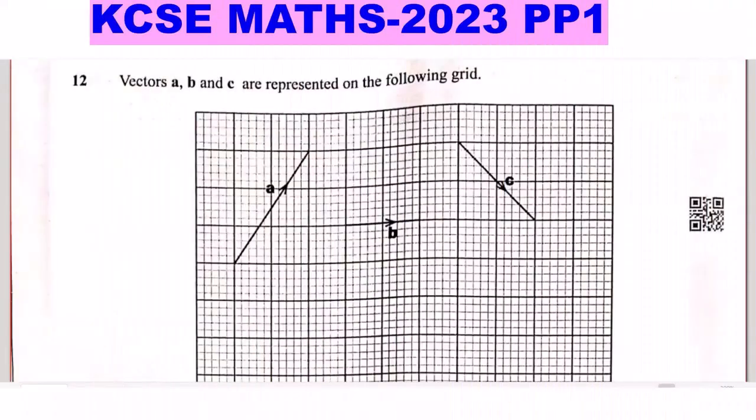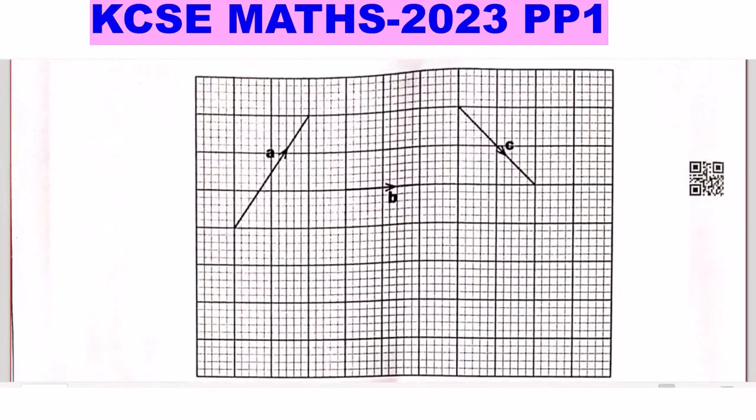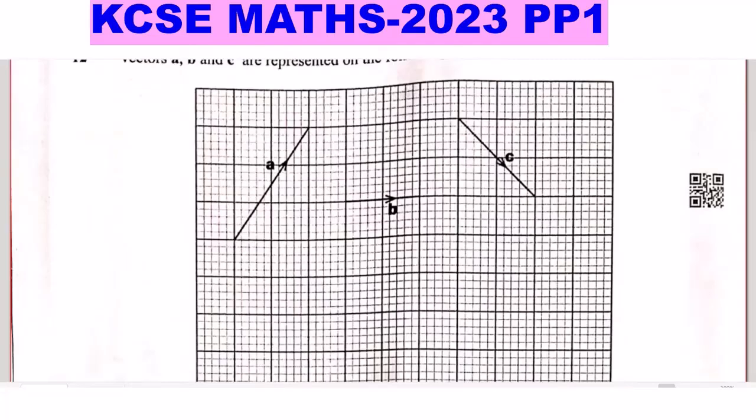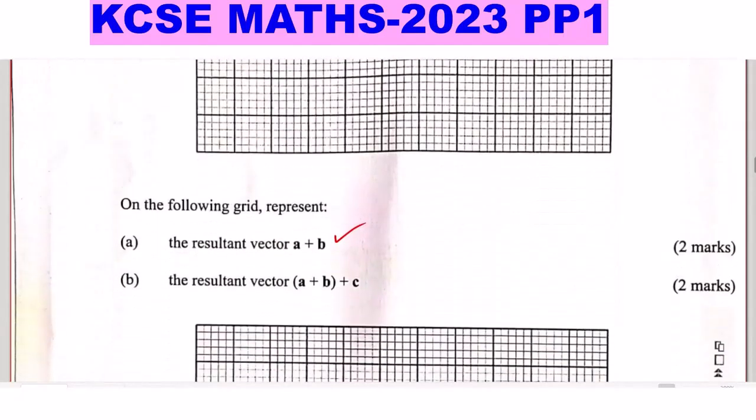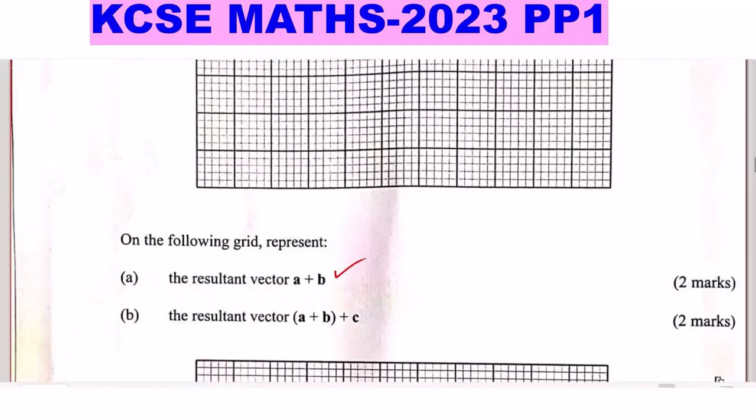Question 12. Vectors A, B, and C are represented on the following grid. You can see them. B is not clear now, so let me draw it so that you can see it. So that is B. Then the questions on the following grid ask us to represent the resultant vector A plus B, then the resultant vector A plus B plus C. So let's begin with A plus B, the first one.